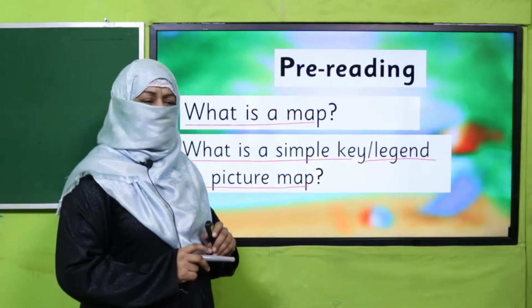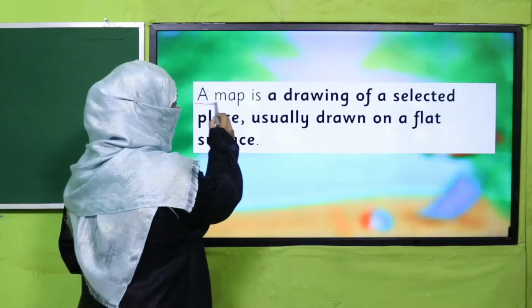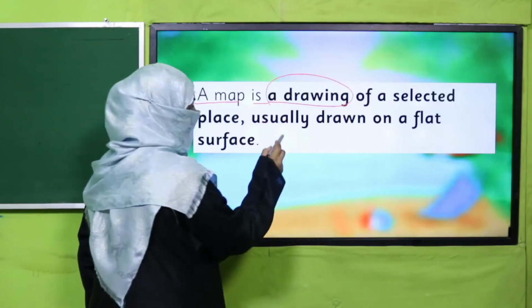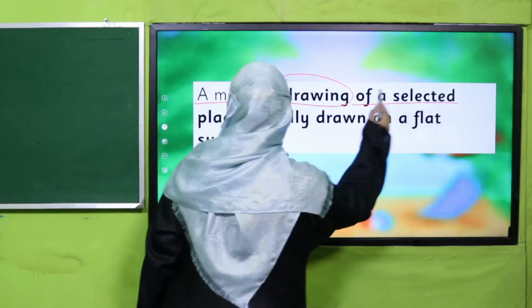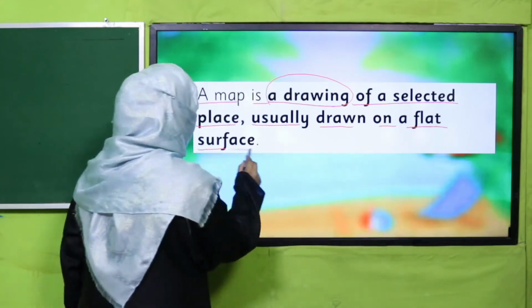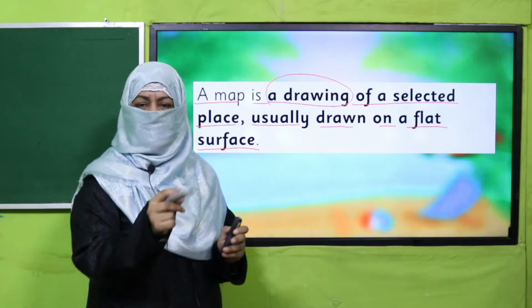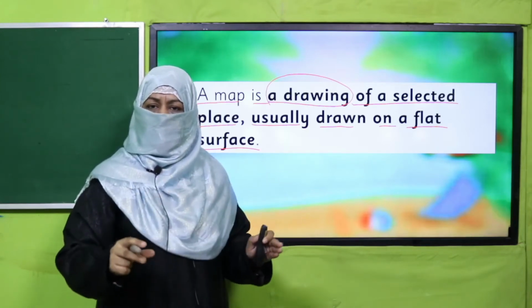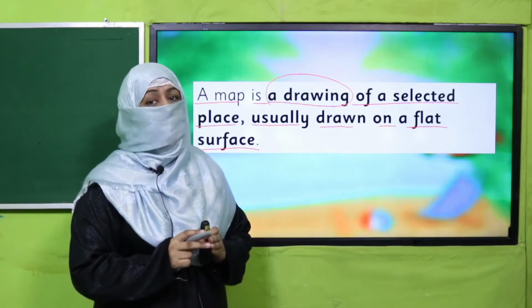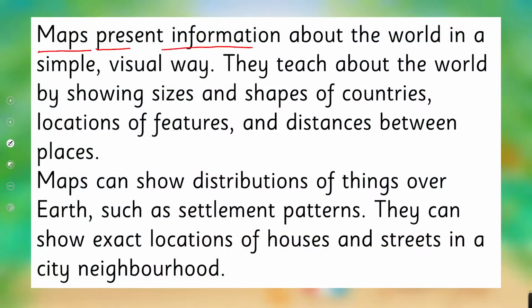Yes, my dear students. So could you tell what a map is? Okay, a map is a drawing. Basically, it is just like a drawing of a selected place, usually drawn on a flat surface. Just like a drawing on paper or board or something, on a flat surface, we sketch the place, that is called a map. All right. So, maps present information about the world in a simple visual way.